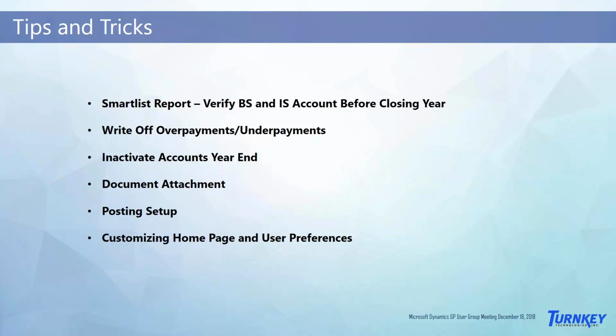I'm going to show you how to write off some underpayments and overpayments. If people have paid over or under by a small amount, like $1, you can set the amount, and we'll talk about where you can write those off really easily. I also thought about inactivating accounts at year end. If you haven't used any, you can set something on the year end to make sure those are still inactivated. I'm going to talk about document attachment.